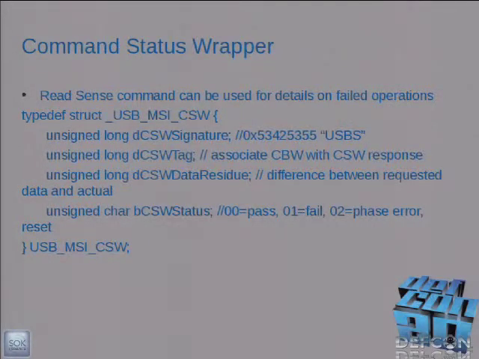Command status wrapper comes at the end, so you send a command block, something happens, maybe some data is transferred, and at the end you send a command status wrapper, and it looks kind of like this. And again, real creative, USBS for status. Right?